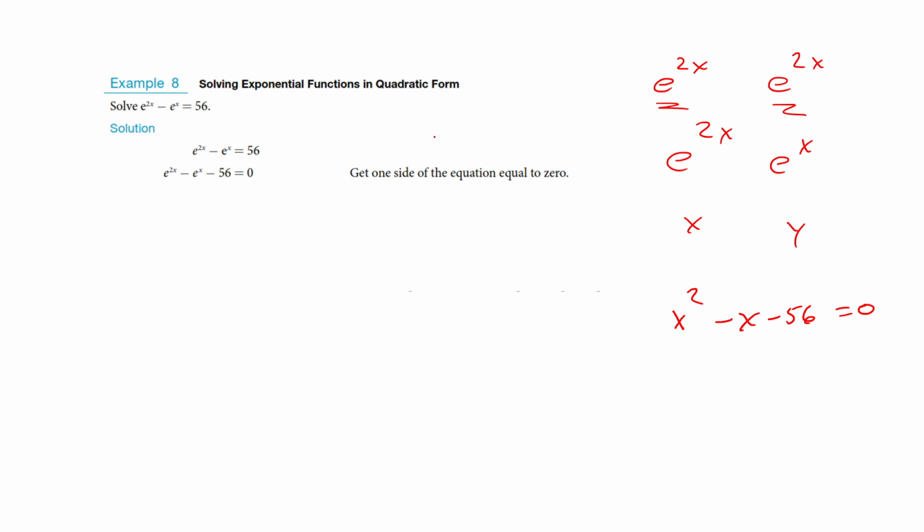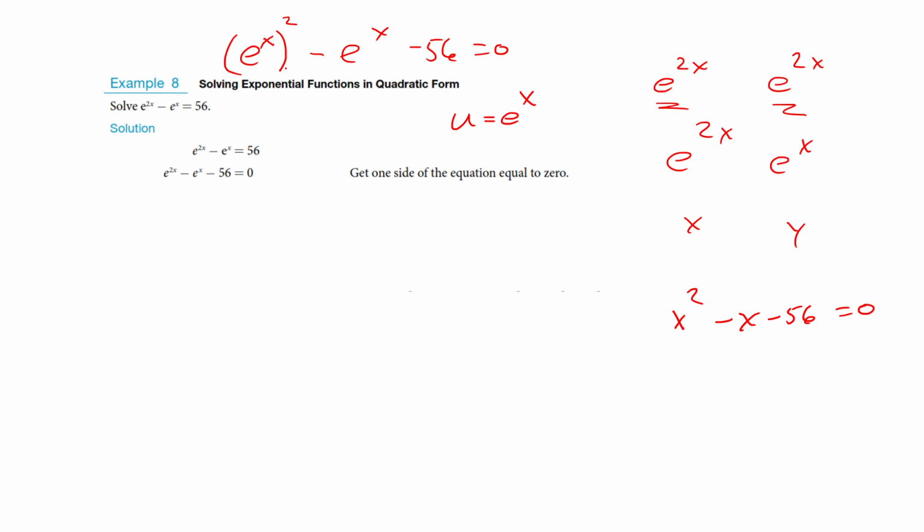Now, what you can do is think of it like a substitution. And it's always going to be the lower exponent. Do you see how this is e to the 2x? Couldn't you think of that as e to the x, squared? Do you see what I mean? You'd multiply the exponents and you'd get e to the 2x. This is the same thing as this.